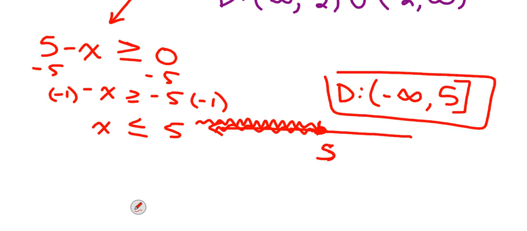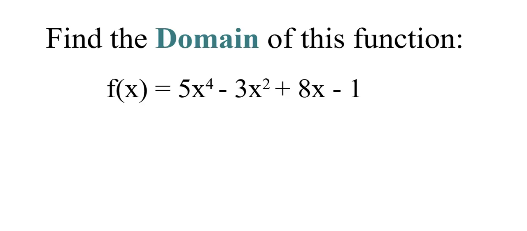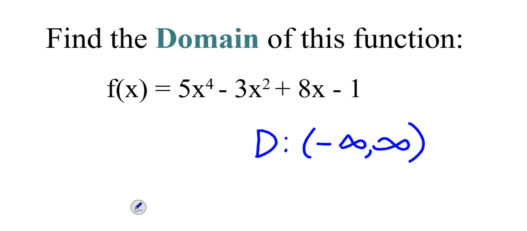All right, if I went too fast for you, just back it up and watch it again. I think we've got another example. Oh, practice. All right, so let's do some practice. We see no issues here. If there are no x's in the denominator and no x's underneath the square root sign, then our domain is from negative infinity to positive infinity.